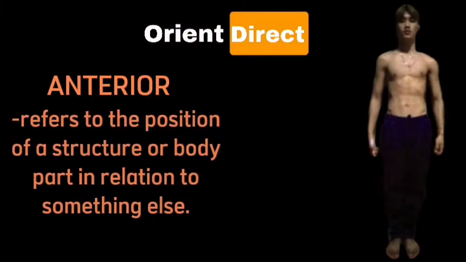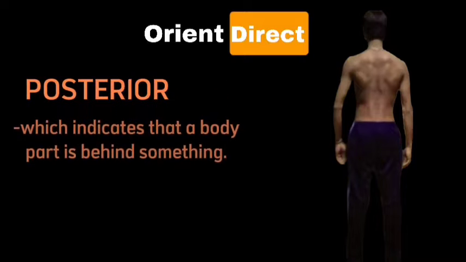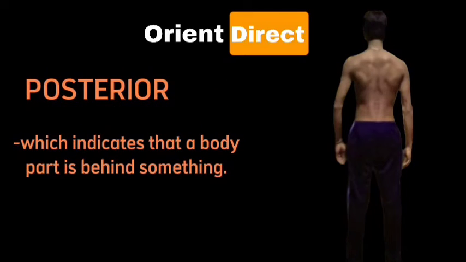Orientations or directions. The first directional term we'll be discussing is anterior. It refers to the position of a structure or body part in relation to something else. Of course, if we have a term for in front of, we must also have a term for the opposite, and that word is posterior, which indicates that a body part is behind something.